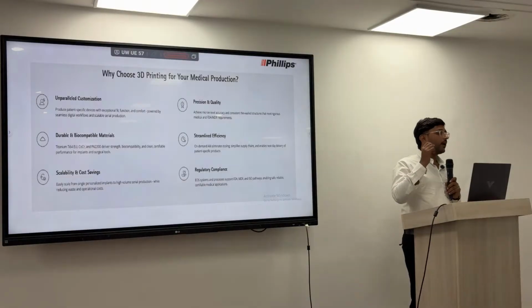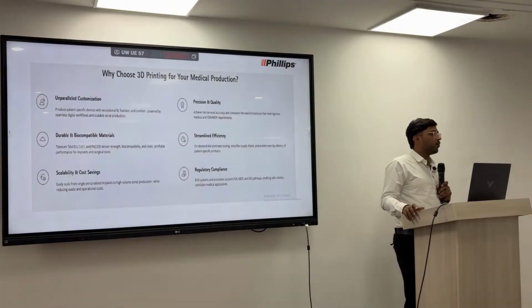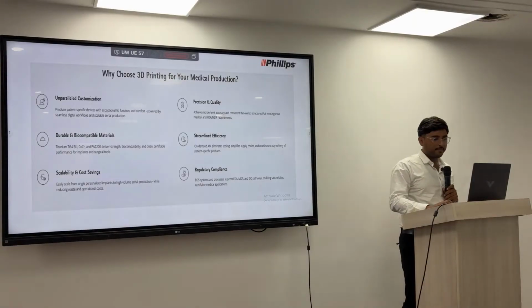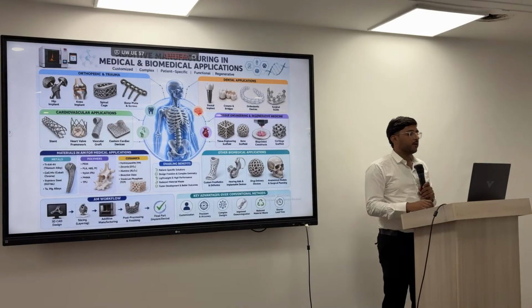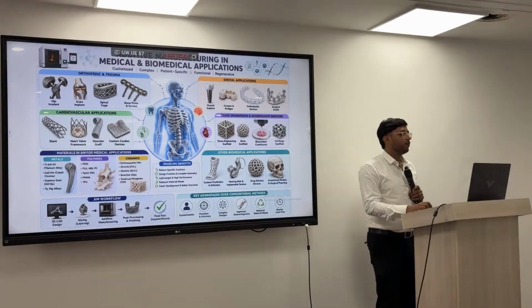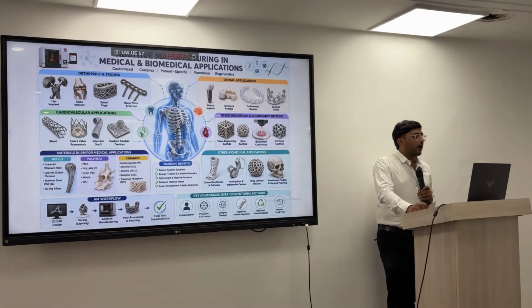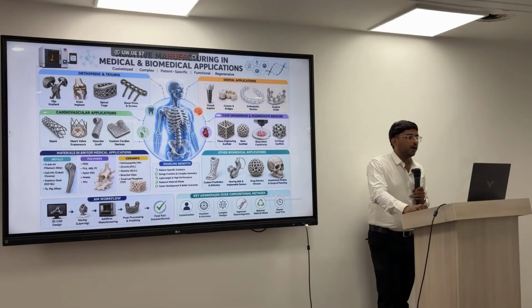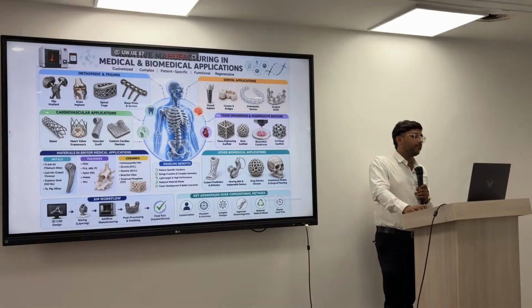and precision and quality. We need under 10 microns precision in this technology, so that can be obtained by 3D printing only. Okay, streamlined efficiency and regulatory compliance. Now additive manufacturing in biomedical we can use in orthopedic, cardiovascular and dental applications, tissue engineering and other biomedical applications.